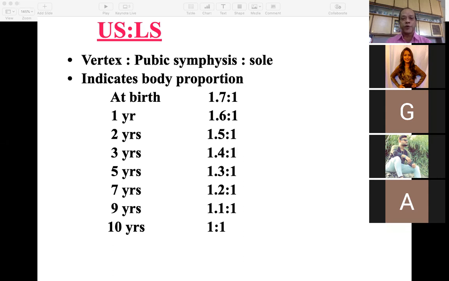So 5 years 1.3, 7 years 1.2, 9 years 1.1, and around 9 to 10 years it becomes 1:1. Please remember all these figures which we are giving for the measurement of growth are simplified. Different books may have different figures, but if you want to remember it in an easy way, I have made it simplified, not only for this upper segment, lower segment, but even for height, weight, everything.